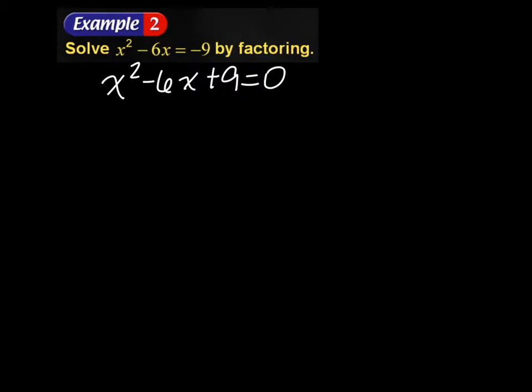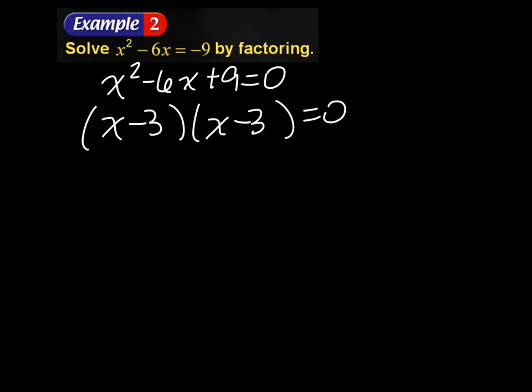Again, our first step is to put everything on one side of the equation. And if I were you, when you're copying it down from the book, I would just start with writing it that way. Then we need factors of 9 to give us a sum of negative 6. Negative 3 and negative 3 does the trick. And so I get x equals 3 twice. We don't need to write it twice. Once is sufficient.